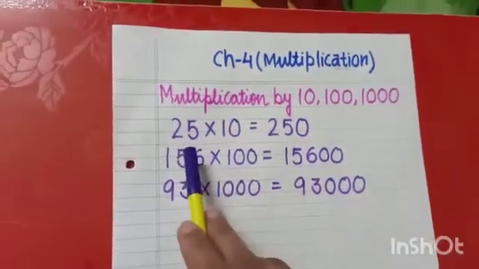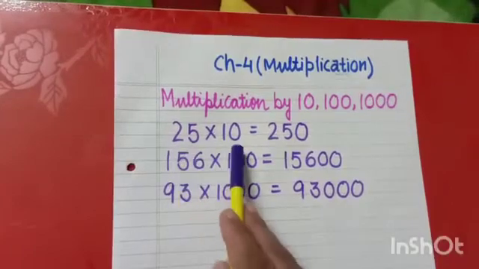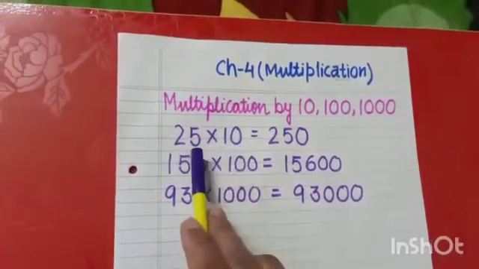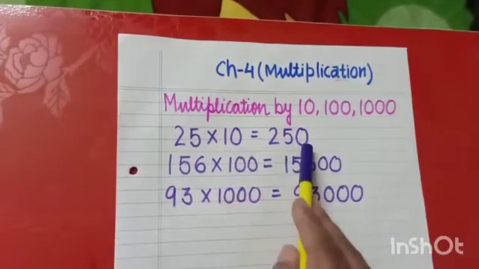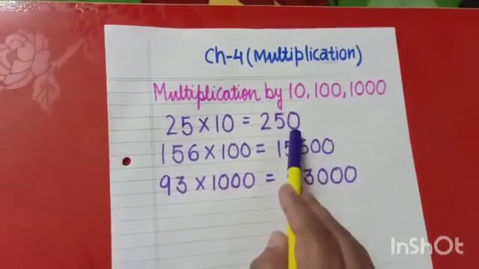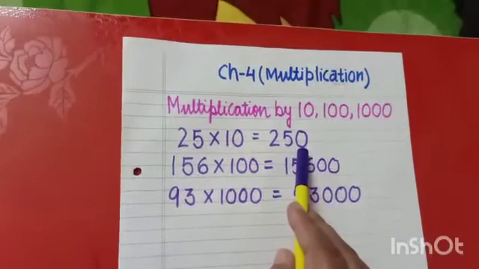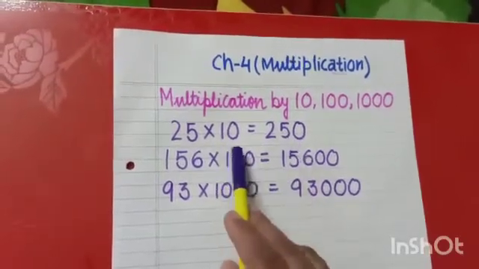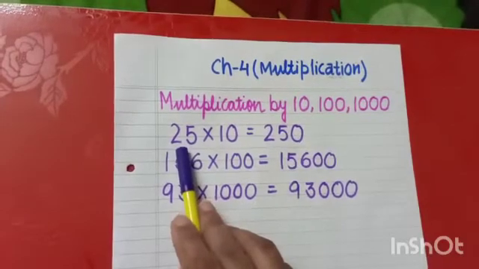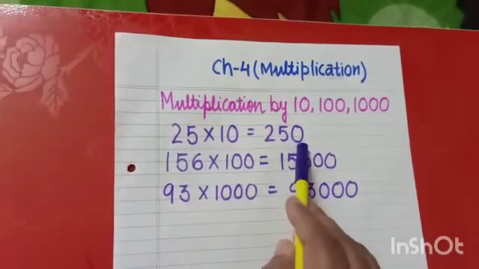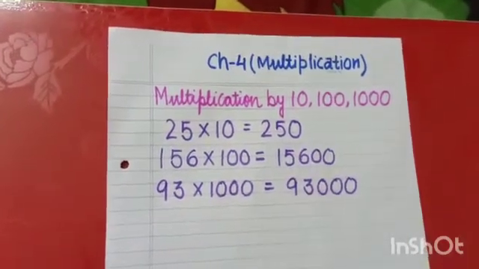So first, when I multiply 25 with 10, there is no need to multiply. Directly just see, 25 ones are 25 and 1 zero will be added with this. It means it has become 10 times more than this number by using 0 at its ones place.